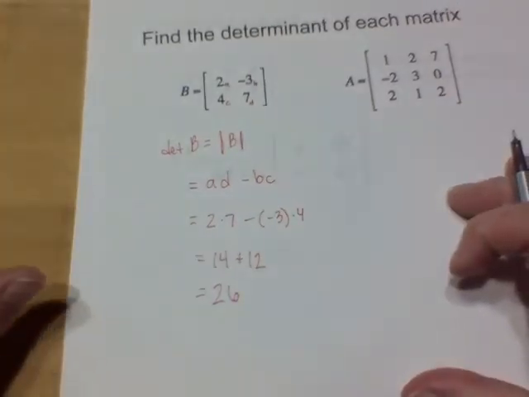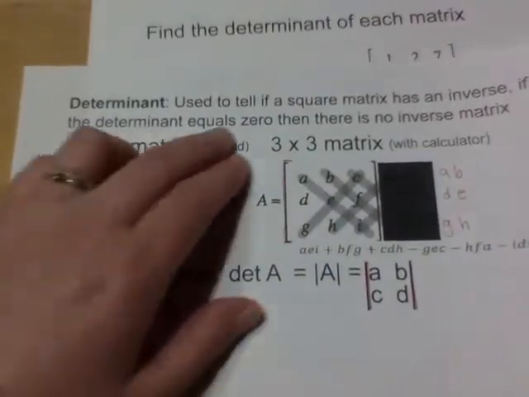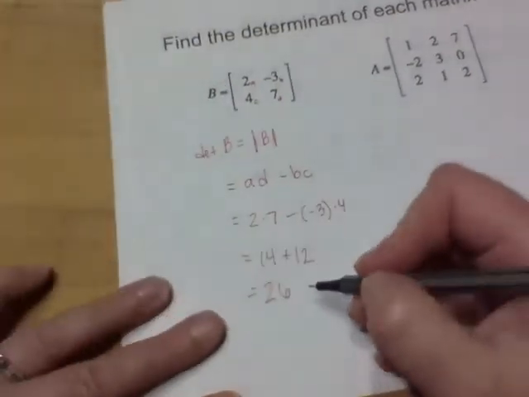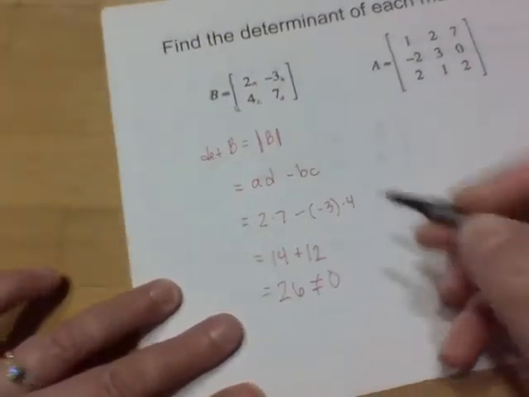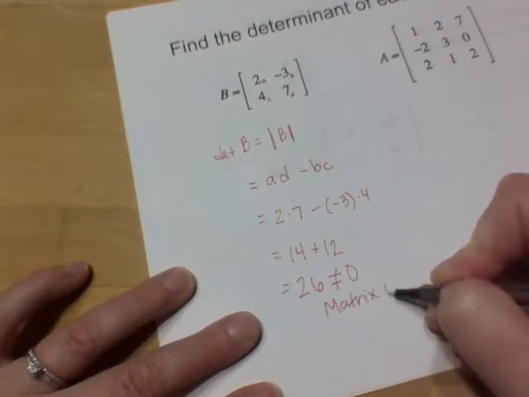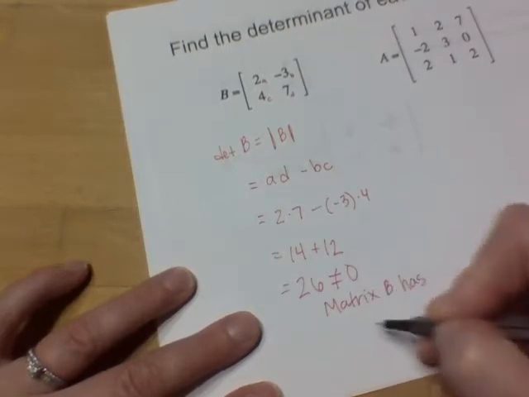And remember that the whole idea of a determinant is that if it equals 0, then there is no inverse. So because it doesn't equal 0, matrix B has an inverse.